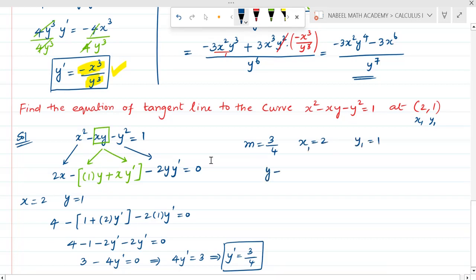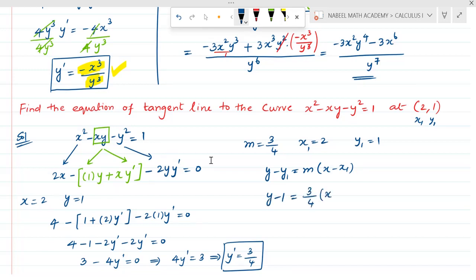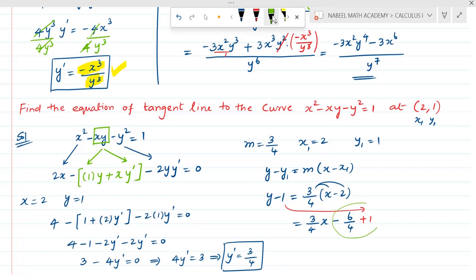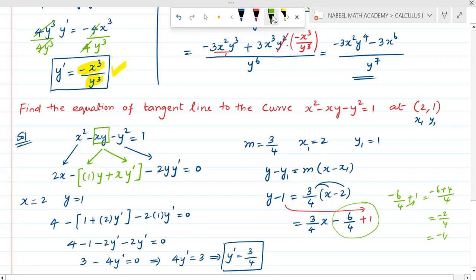So what is the equation of a tangent? y minus y1 equals m times x minus x1. Just substitute the values. y minus 1, m is 3 over 4, times x minus 2. When I multiply this part, what happens here? 3 over 4 x minus 6 over 4, and I will move this one to the other side, it becomes plus 1. So what is the simplification of this part? It is minus 6 over 4 plus 1, cross multiply, you will get minus 6 plus 4 over 4, which is equal to minus 2 over 4, which is minus 1 over 2.